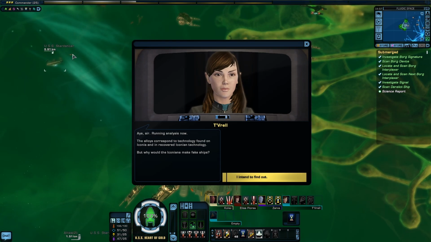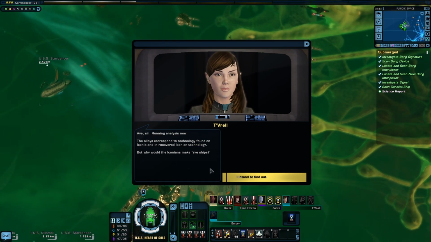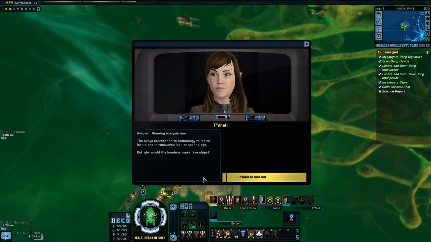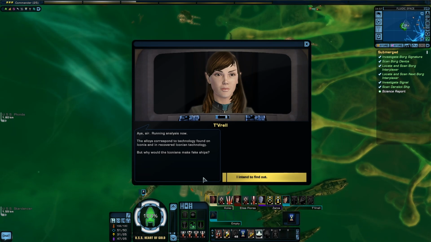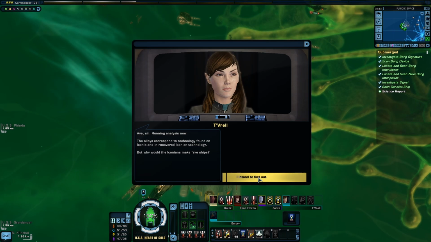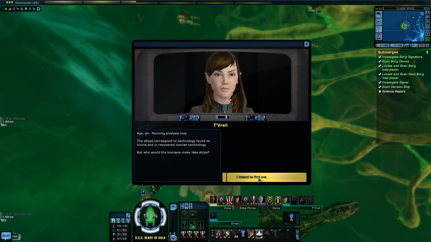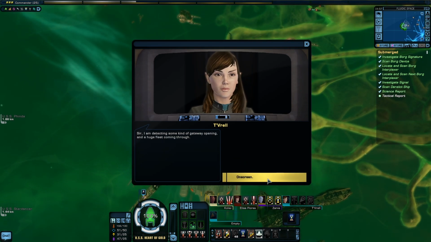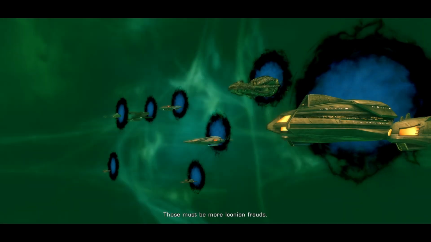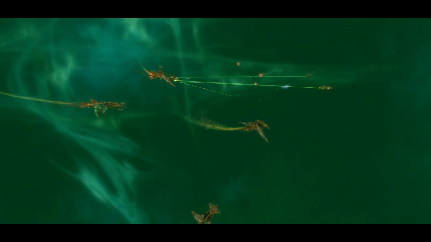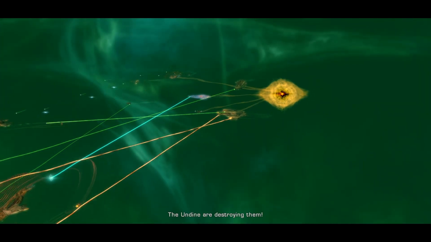Oh, hello. You seem to have rejoined the group. Running analysis now. The alloys correspond to technology found on Iconia and in recovered Iconian technology. But why would the Iconians intend to make fake ships? And why would the Iconians be even in fluidic space in the first place? I intend to find out. I'm detecting some kind of gateway opening and a huge fleet coming through on screen. Those must be more Iconian frauds. The Undine are destroying them.